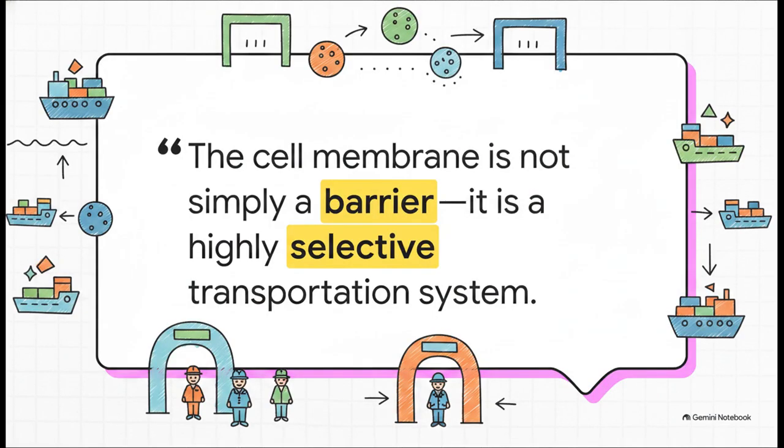I think this quote perfectly summarizes our explainer today. The cell membrane is not simply a barrier. It is an incredibly dynamic, highly selective transportation system that controls what enters, what leaves, and how cells maintain their internal balance. It keeps you alive at the most fundamental level. It's not just a static wall. It's a bustling port of entry, complete with its own microscopic customs agents, toll booths, and massive cargo ships.